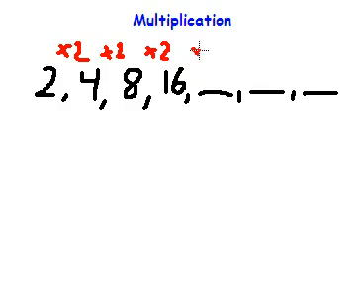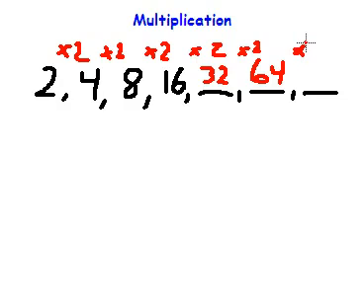So, 16 times 2, 32. 32 times 2, 64. 64 times 2, 128.